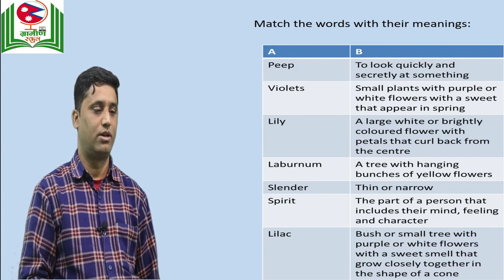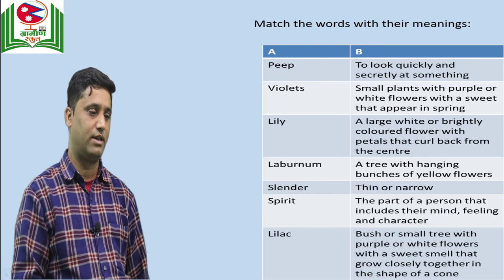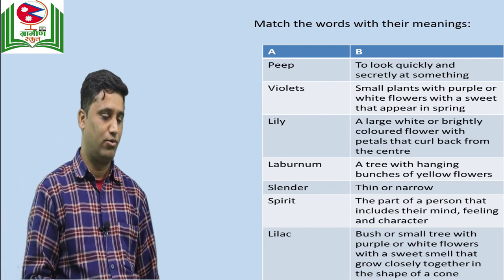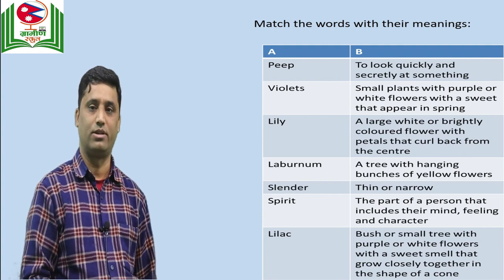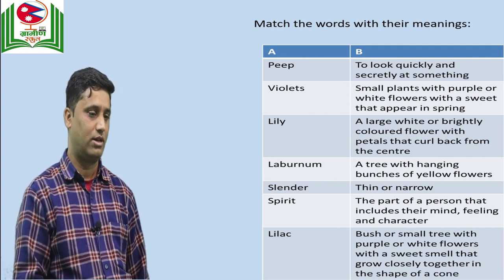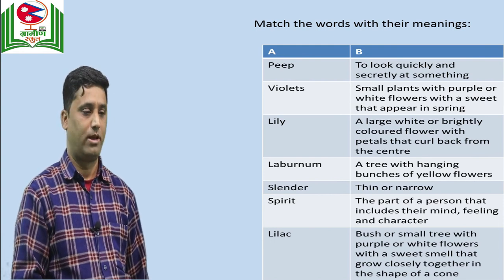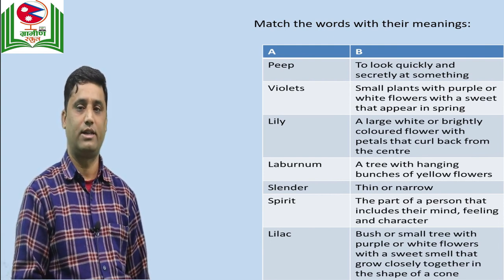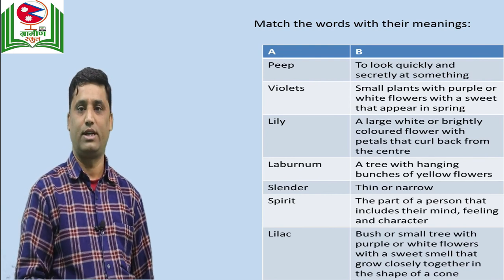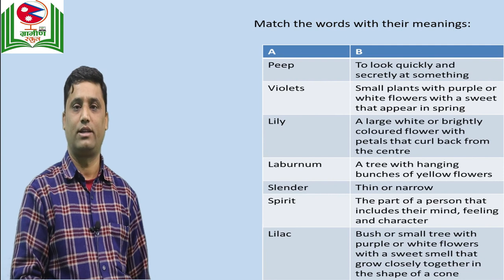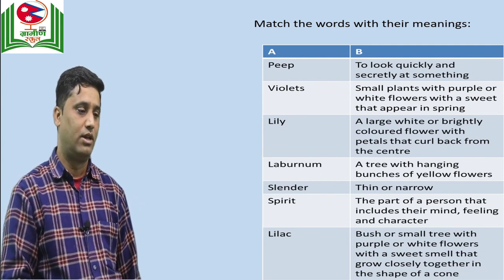Now let's move to the matching exercise. Words and their meanings. While doing the poem also we have already discussed. I don't think you have difficulty in doing this. And the answers are given here. Peep means to look quickly and secretly at something. In your book you find the words on your left hand side and the meanings on the right hand side, and you have to match the word with the appropriate meaning.